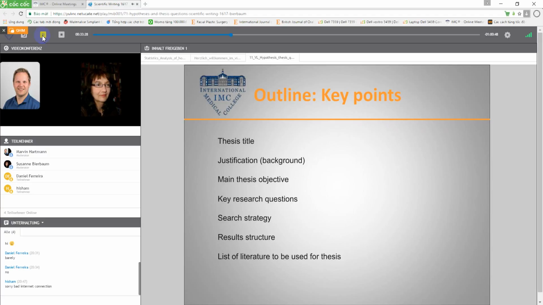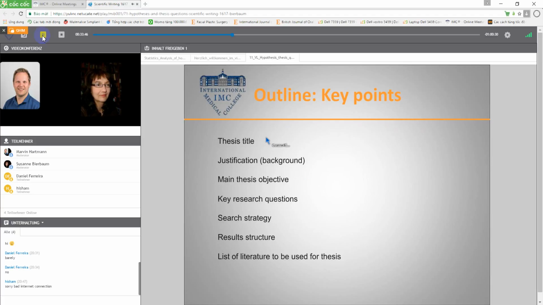Now, outlines differ, depending sometimes on what people want to see. You'll see different examples. What we'd like to see usually, and what will work in a general way, is an outline that contains these key points that were just mentioned: justification, objective, questions, strategy, and results.